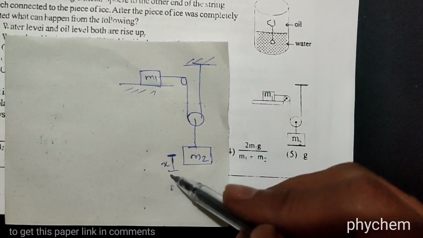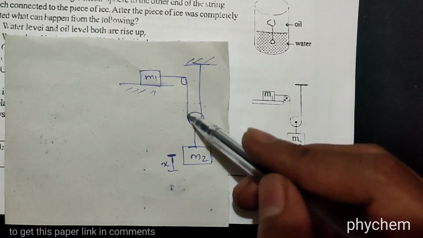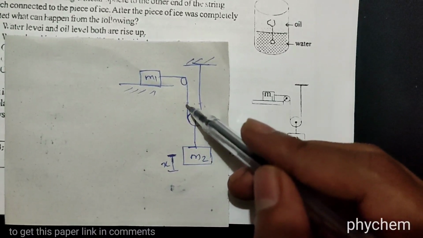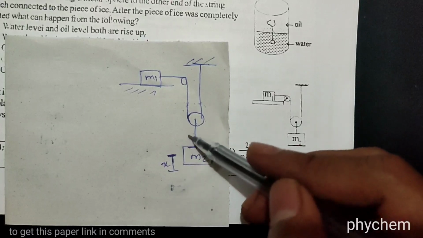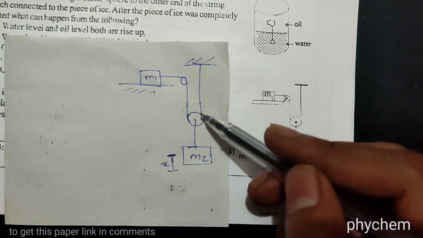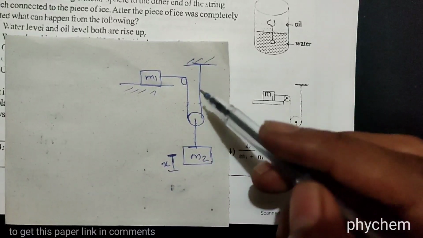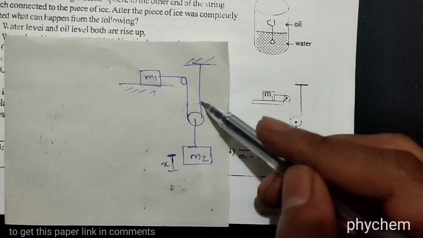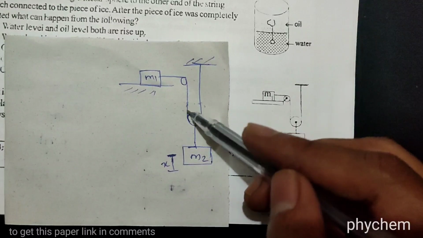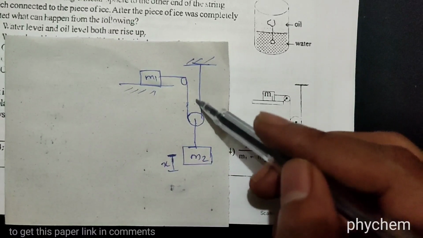If this mass moves x in this direction, and this pulley moves x, the string cannot just move x; it has to move 2x. So if the mass moves x distance, then the string also has to move 2x. The x comes here, and another x has to go upwards.